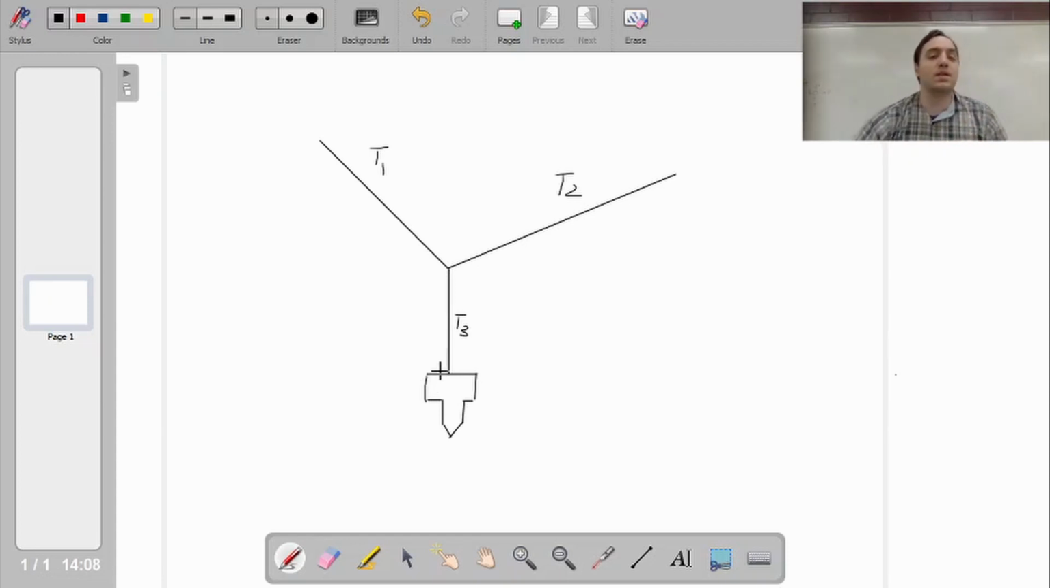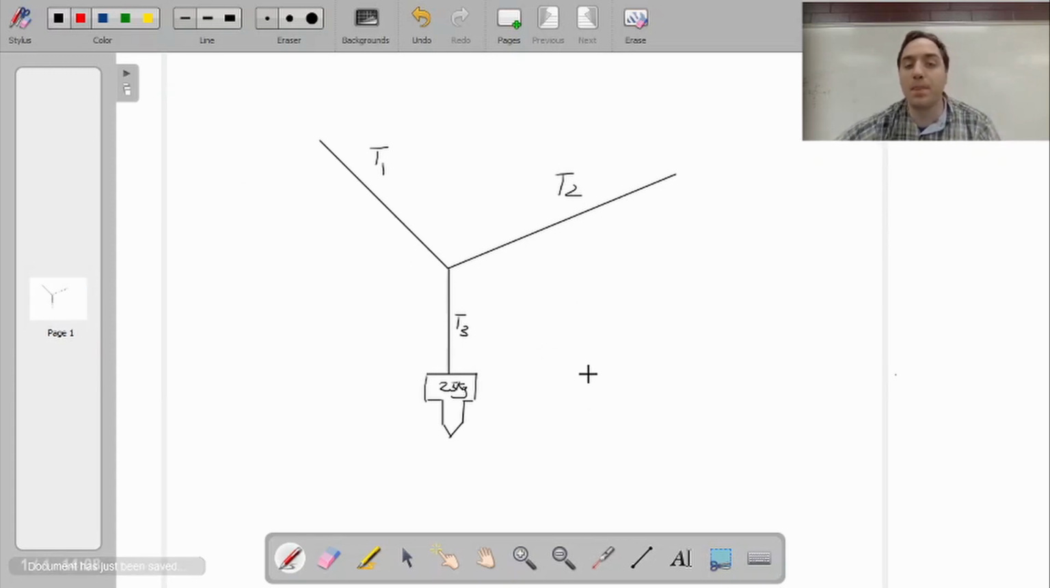Now, this problem depends on knowing what the mass of the chandelier is. So let's say this chandelier is 25 kilograms. Once we know this mass, we can start drawing free body diagrams. The first is the easiest. Let's draw one for the chandelier itself.